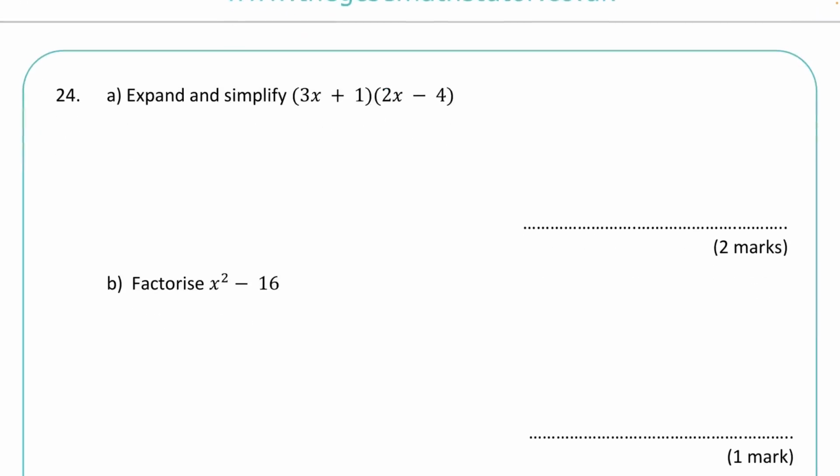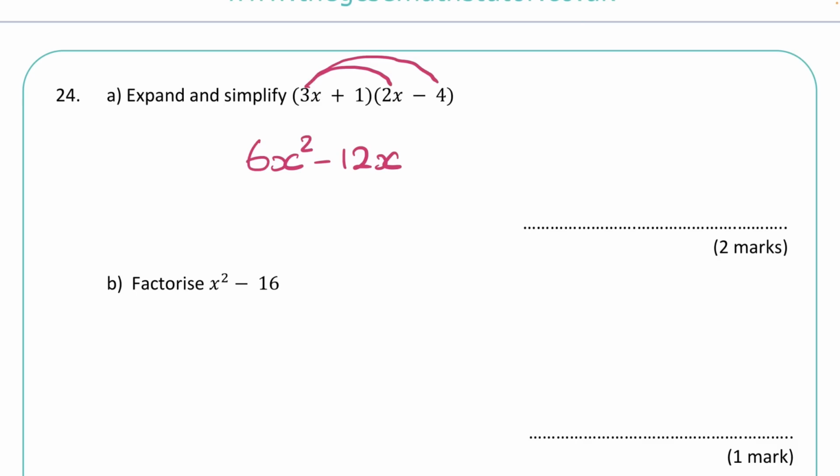This next one here is looking at expanding and factorising with quadratics. So when expanding a double bracket, we have 4 multiplications to do. So here we do the first 2 multiplied together, and that is 3 times 2, which is 6, and an x times an x makes an x squared. We then have to multiply by the negative 4 as well. So 3x times negative 4 is minus 12x.